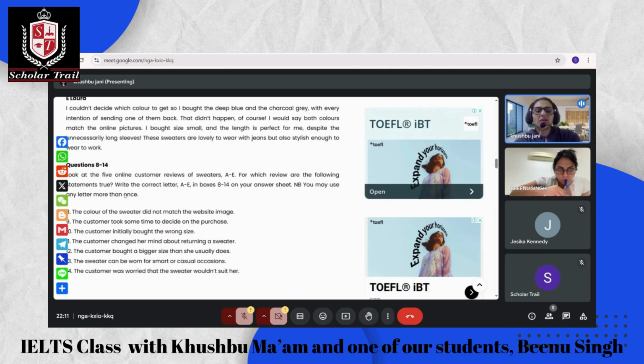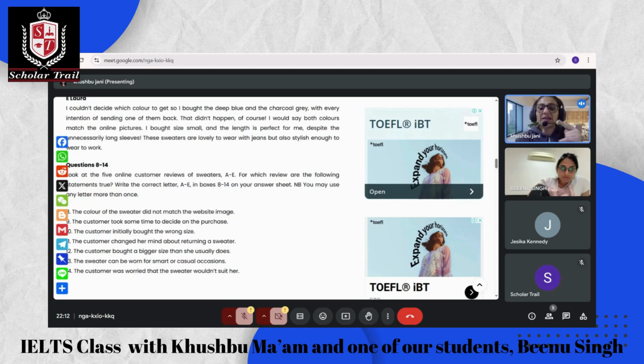Now, the next part of the instruction is write the correct letter from A to E in boxes. You may use any letter more than once. This is a peculiar characteristic of any matching type of question, Beenu, be it matching information that you're learning right now or matching features which you're going to learn later with me in today's session. The answers for all the questions are always alphabets, because we are reading the paragraph and finding information from it. We are not expected to write the titles as the answer, but the alphabet that denotes that particular part of the paragraph.